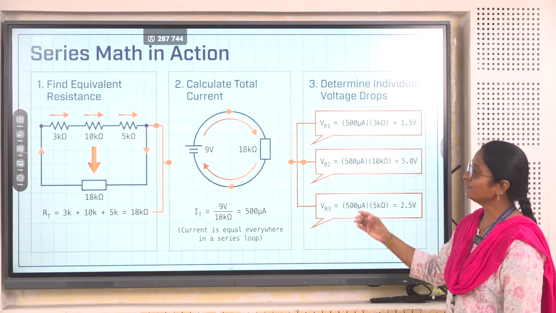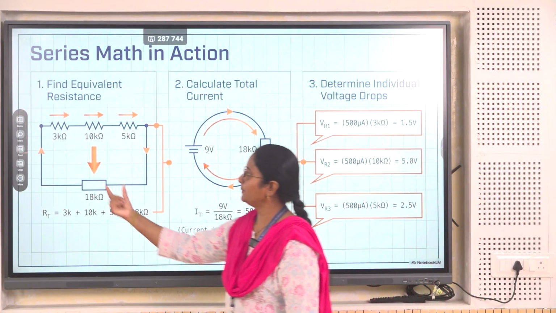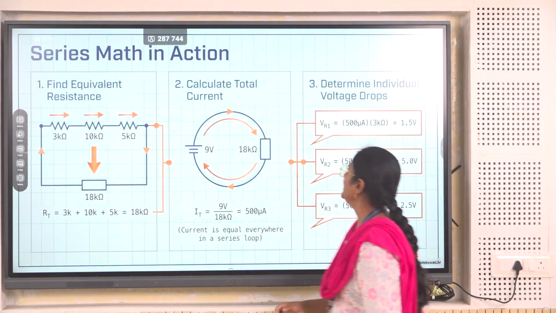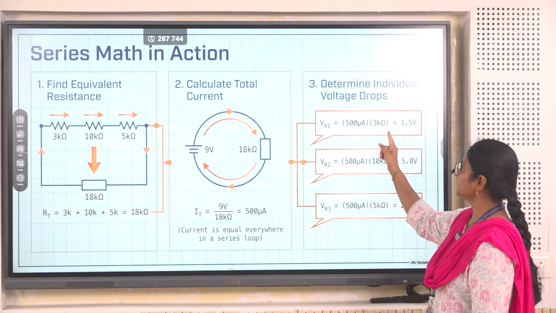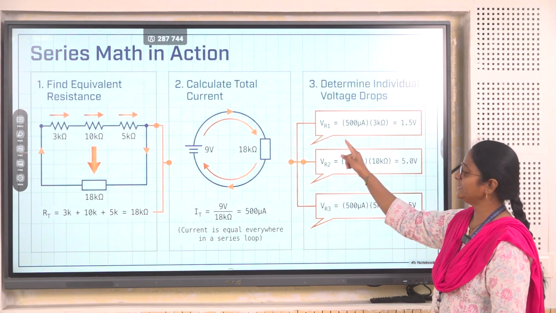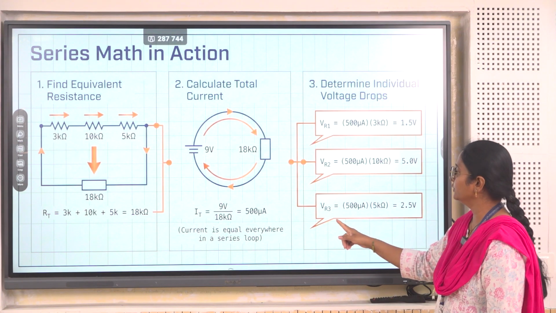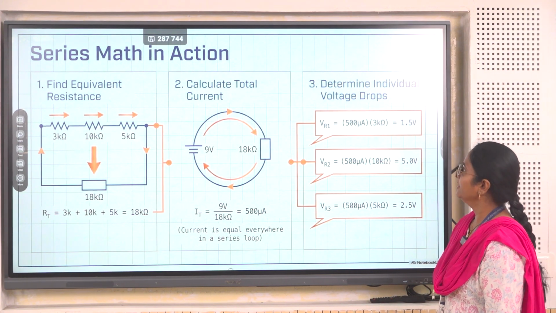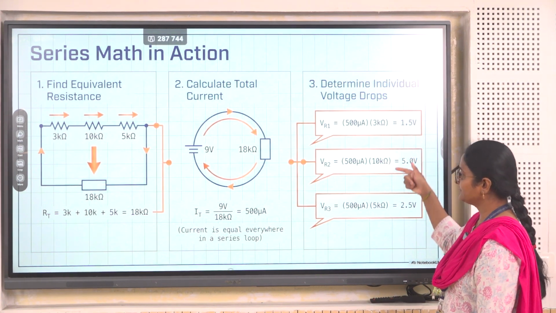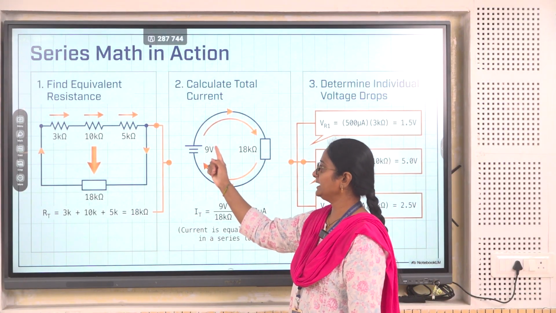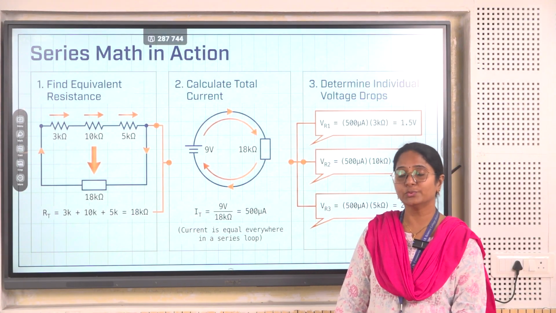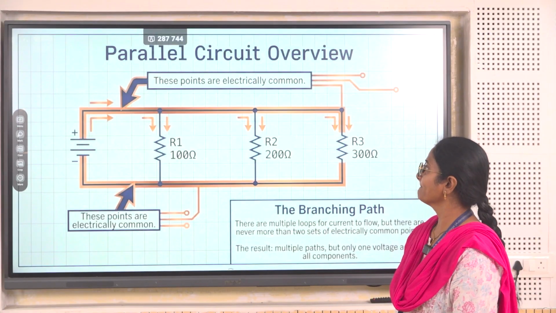And if you calculate the voltage drop across each resistor, VR1, that is the current into the resistance, will give you 1.5 volt, VR2 as 5 volt, VR3 as 2.5 volt, and when you add up the 3 voltage drops, you will get approximately 9 volt, which proves the KVL.